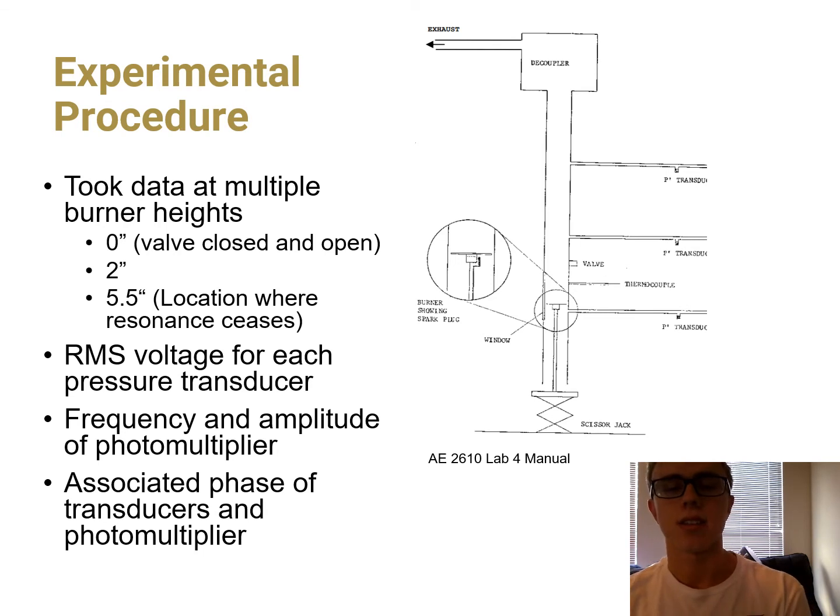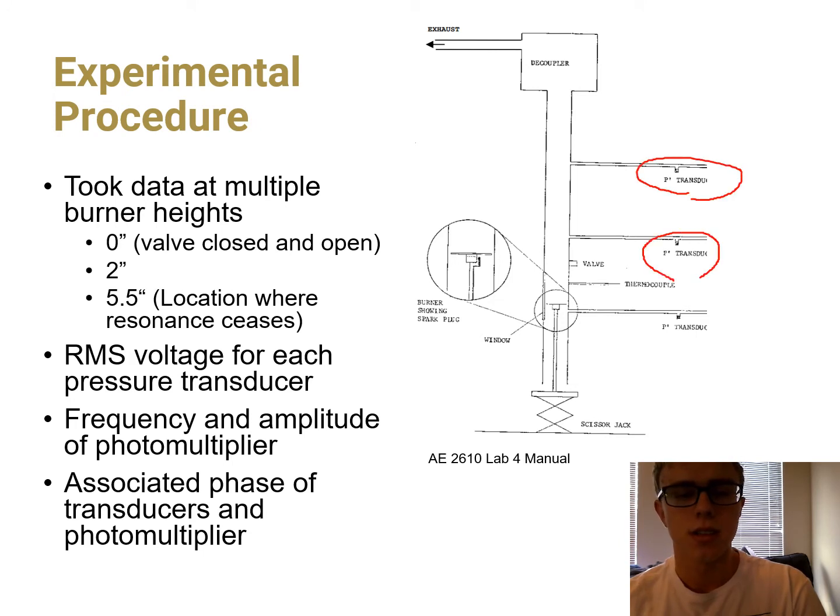We found that the tube stopped making a noise when we had a displacement of 5.5 inches relative to the starting position. We recorded RMS voltage for each of the 3 transducers, as well as the frequency and amplitude of the photomultiplier. Finally, we measured the associated phase angles of the transducers and photomultiplier.